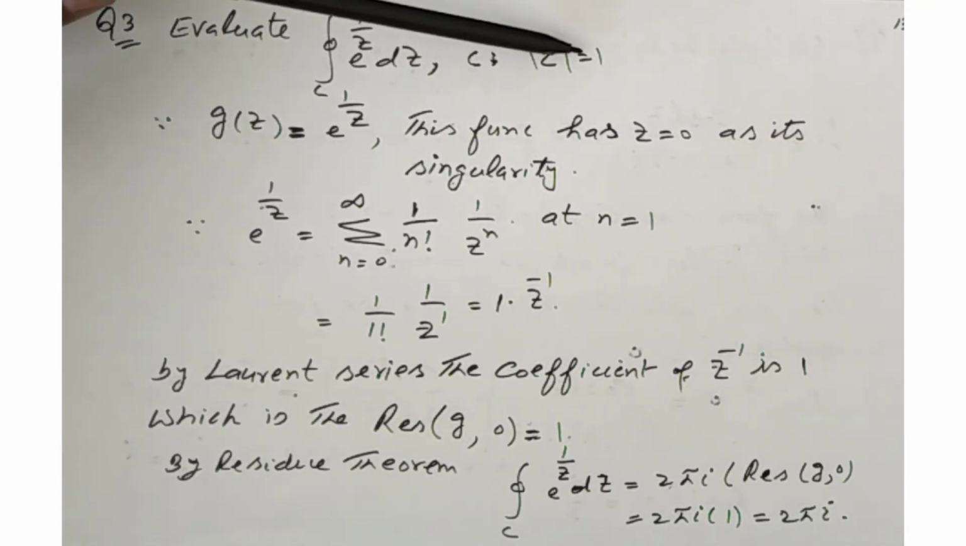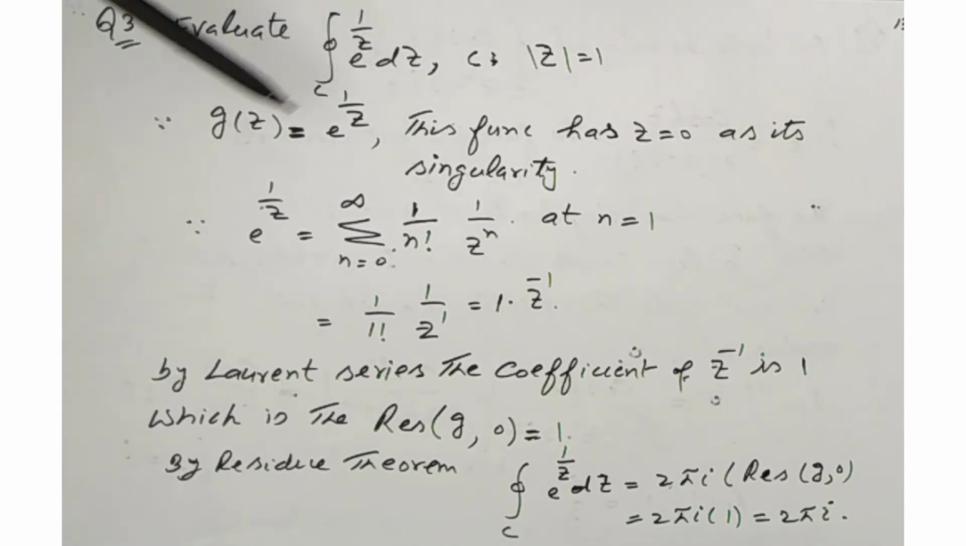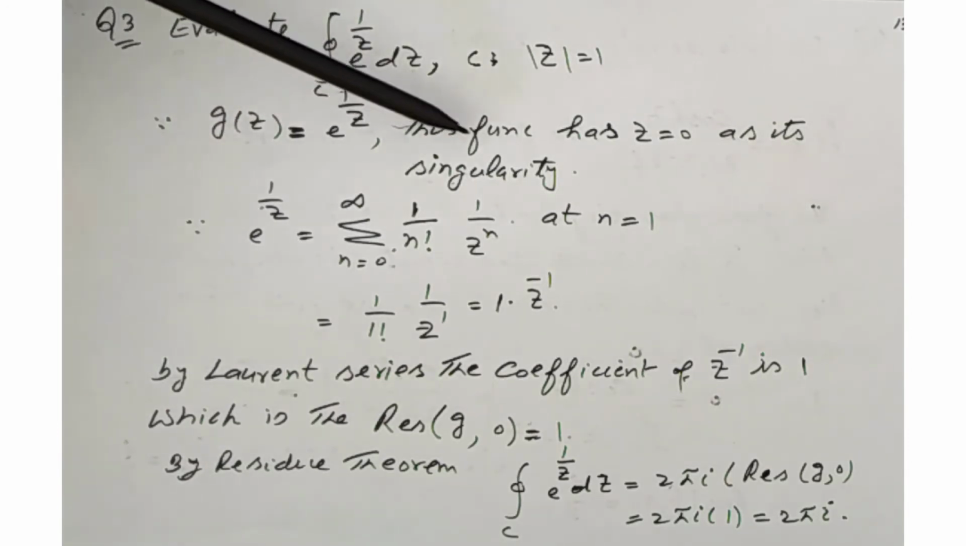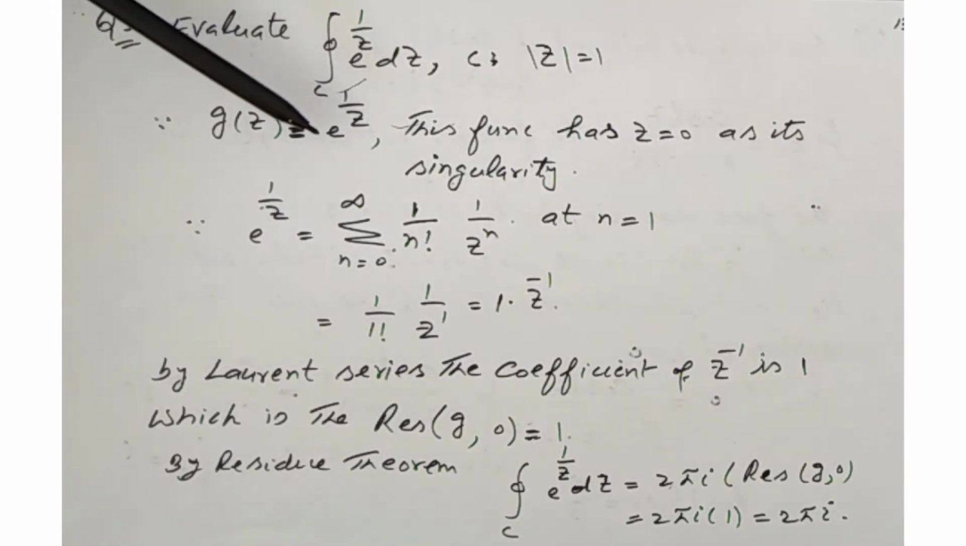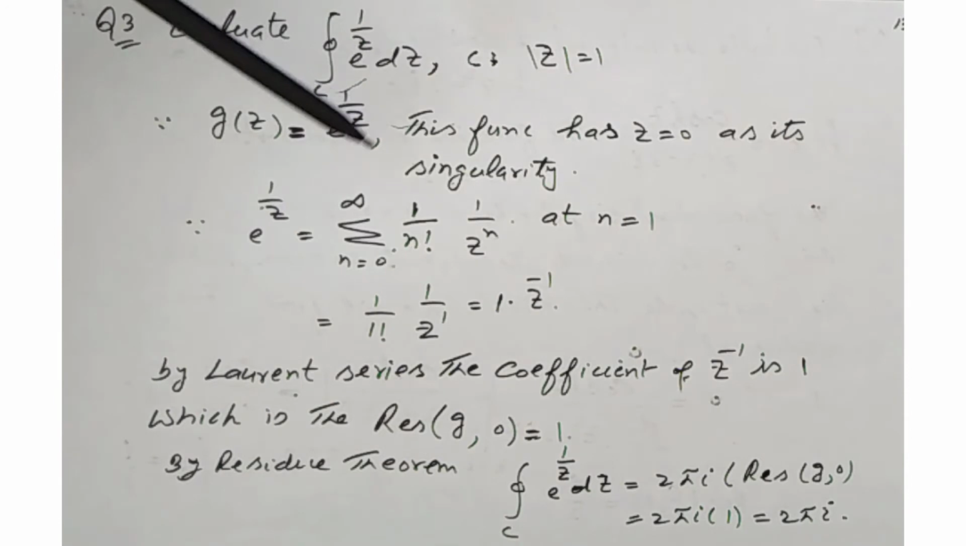Now you see question 3, the integral over c of e to the 1 by z dz, where our contour is mod z equal to 1. This is g of z equal to e to the power 1 by z. The function has z equal to 0 as its singularity, because when you put z equal to 0, the term becomes infinity. So we need the residue at z equal to 0, and this is our singularity.